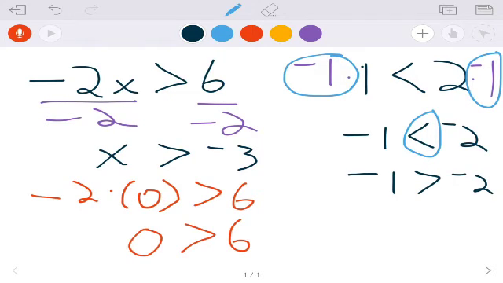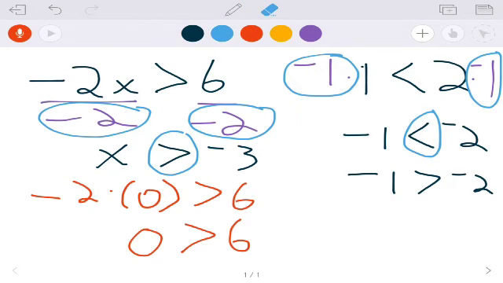So now we're going to jump back over to our other problem, the way we had it here, and we're going to say, okay, we didn't multiply, we divided by -2, but that's the same thing as multiplying times -1/2. So division and multiplication work the same way there. So right here, when we put this symbol, instead of that being a greater than, we need to swap it to a less than.